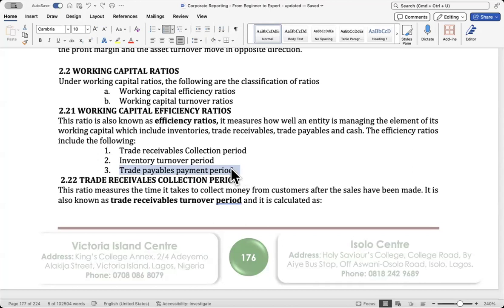And for the trade receivable collection period, of course, the shorter the better. For the inventory turnover period, the shorter the better. But for the trade payables payment period, it now depends. Some people will argue that the longer the better, that if you delay payment to your trade payables, it means that you'll be able to invest that money somewhere else and make some returns, right?